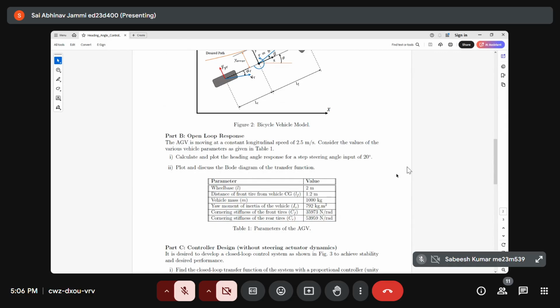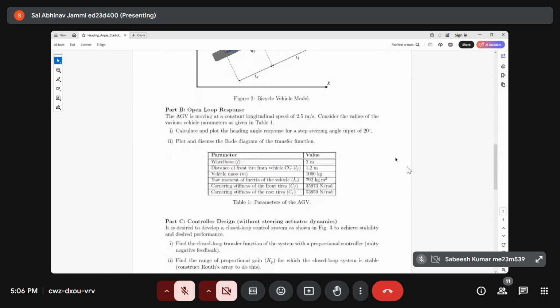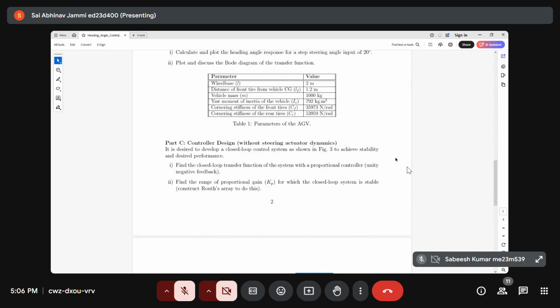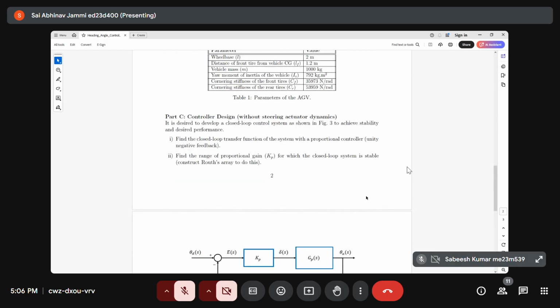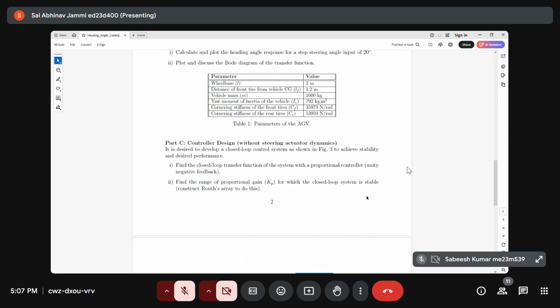Sorry. Yeah, no problem. So here this Bode diagram is not required. We have already got the transfer function and the other required things we can get from the Routh array. So here in part C, you will find the closed loop transfer function and construct the Routh array to find the range of kp, and when designing the PI controller, to find the ranges of kp and ki, you will construct the Routh array and apply the Routh stability criterion.